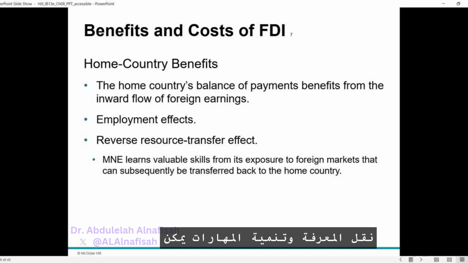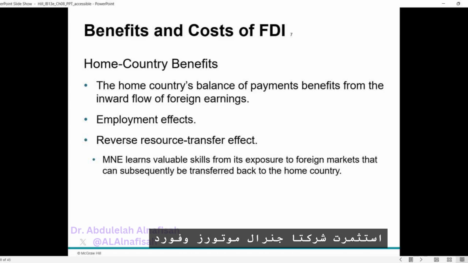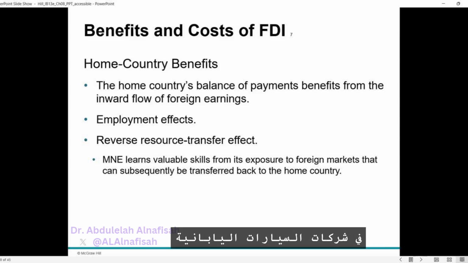Knowledge transfer and skill development. Home country multinational enterprises, MNEs, can acquire valuable skills and knowledge from exposure to foreign markets, which can be transferred back home, leading to a reverse resource transfer effect. This transfer includes learning superior management techniques and advanced product and process technologies. For example, General Motors and Ford invested in Japanese automobile companies to gain insights into production processes. Successfully transferring this knowledge back to their U.S. operations can result in a net gain for the U.S. economy through enhanced competitiveness and economic growth.